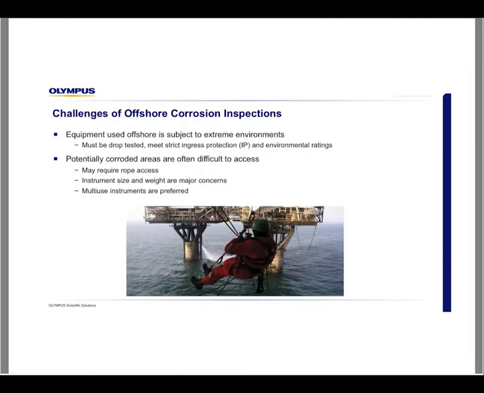And now for rope access inspectors, the size and weight of the equipment is a primary concern. Because they're hanging from ropes and their hands are frequently occupied with safety equipment, a rope access inspector typically prioritizes small, lightweight, and portable equipment. And multi-use instruments are also preferred. If they can avoid carrying multiple instruments with them on the ropes, the more the better. The more efficient their inspection can be, and the safer they can be while inspecting.